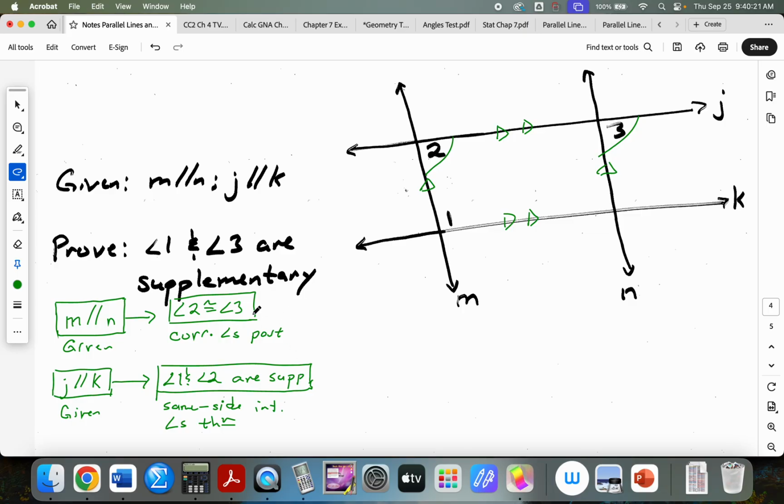And then I'm going to put these two statements together and use both of them to take angle 2 out of this and replace it with angle 3 from up here, so that we can say that angle 1 and angle 3 are supplementary. And again, since I've taken something out and replaced it with something that's the same size, that's the substitution property.